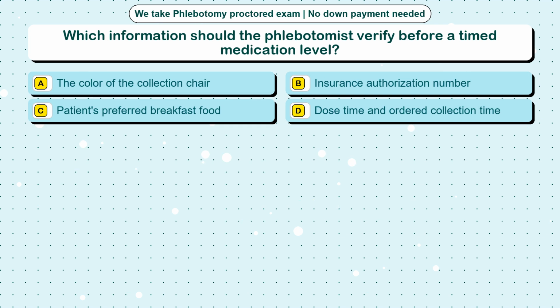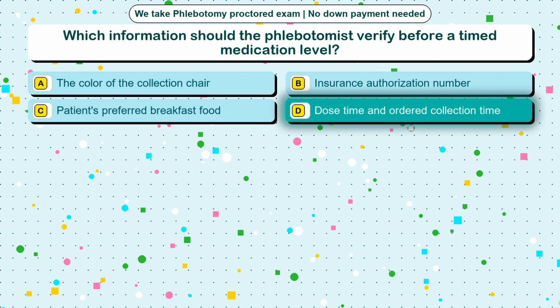Question 14. Which information should the phlebotomist verify before a timed medication level? Option A. The color of the collection chair. Option B. Insurance authorization number. Option C. Patient's preferred breakfast food. Option D. Dose time and ordered collection time. The correct answer is option D.